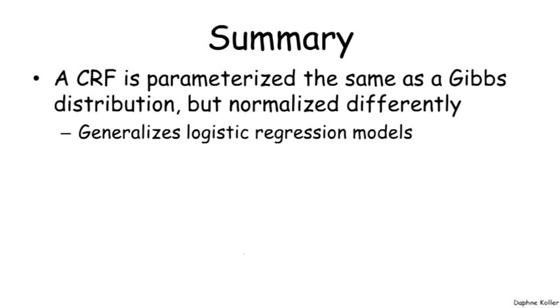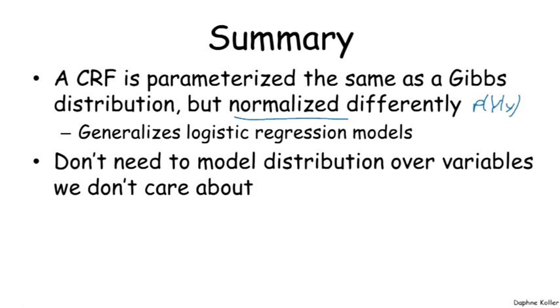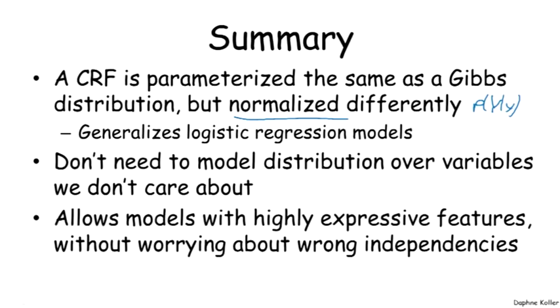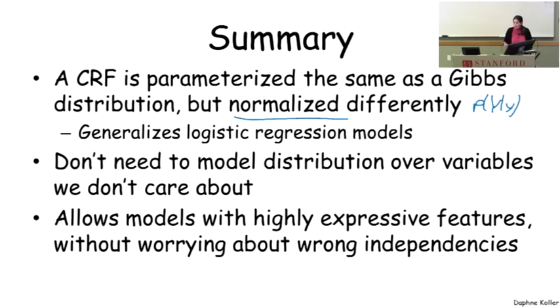So to summarize, a CRF is deceptively like any other Gibbs distribution, but a subtle but critical difference is that it's normalized differently. It's normalized so that you're creating a conditional distribution on y given x. And we've seen that as a special case, it subsumes your standard logistic regression model, but has much richer expressive power. A key feature of it is that we don't need to model the distribution over variables that we don't care about, only the ones that we actually care about predicting. And a critical utility of this is that you can design really, really expressive predictors of pieces of the model without worrying about incorrect independencies between different variables, which would be inevitable if you actually tried to model the joint distribution over these expressive features.